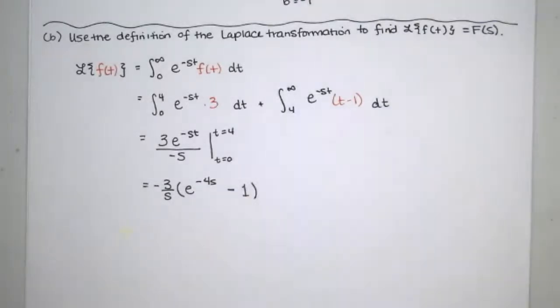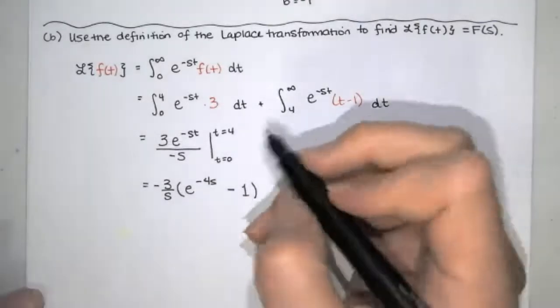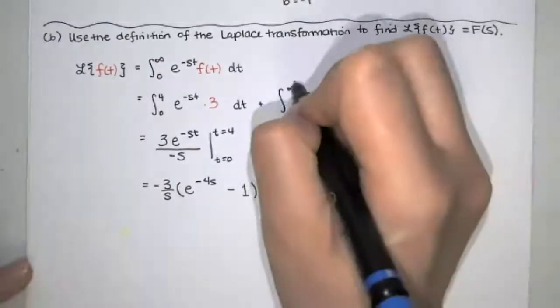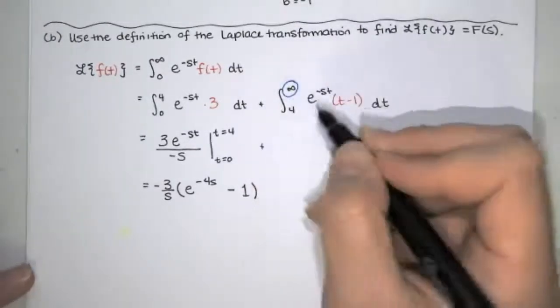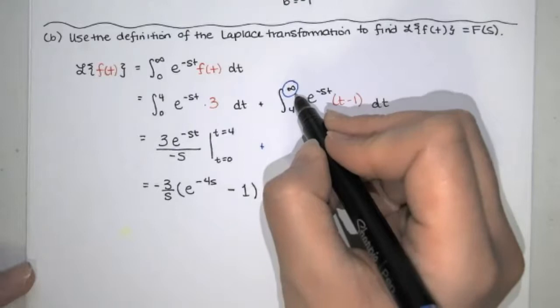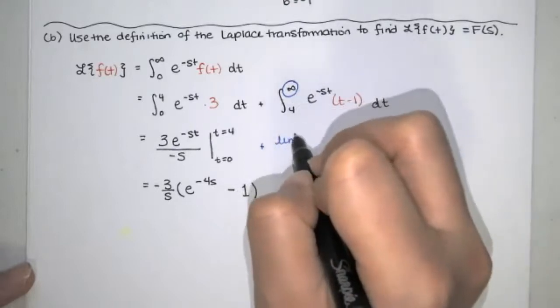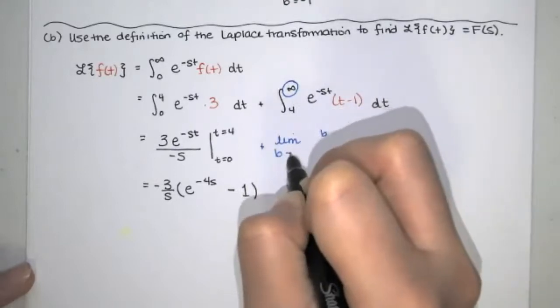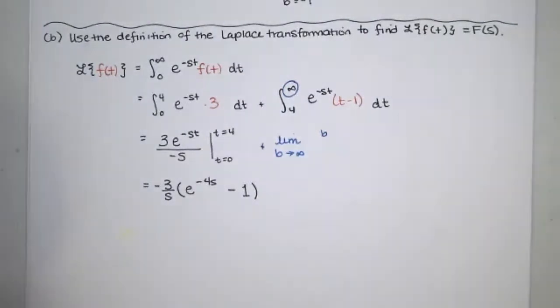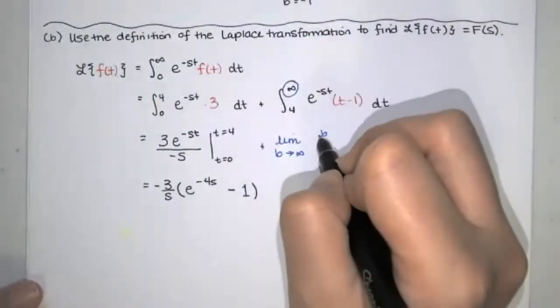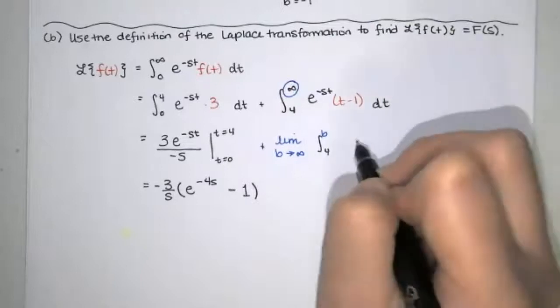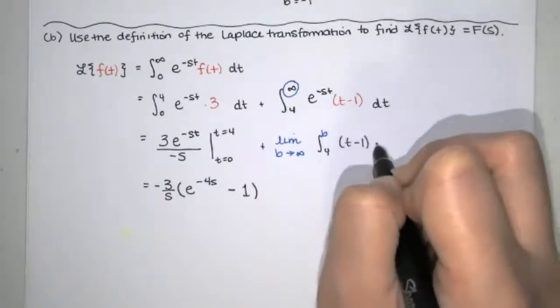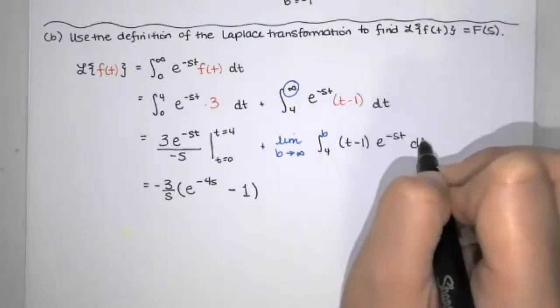And then over here, we have an improper integral. Remember, every improper integral is really the limit of a proper integral. Since I've got an infinite upper limit, I will replace that upper limit with b and take the limit as b goes to infinity of the corresponding proper integral, the integral from 4 to b of t minus 1 times e to the negative st dt.